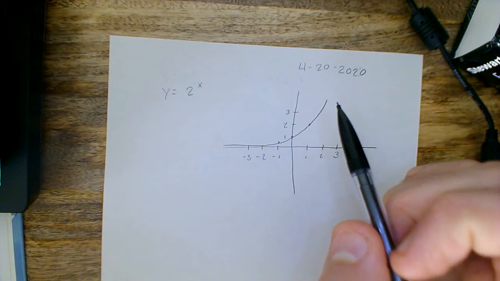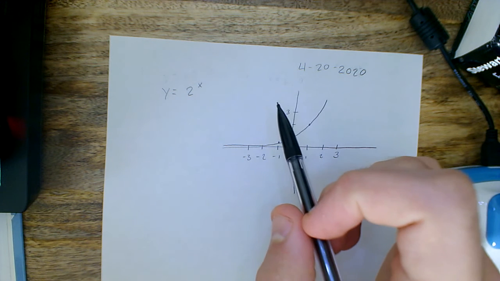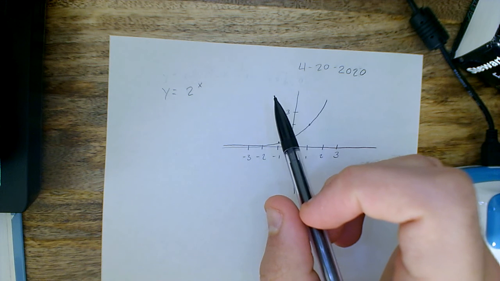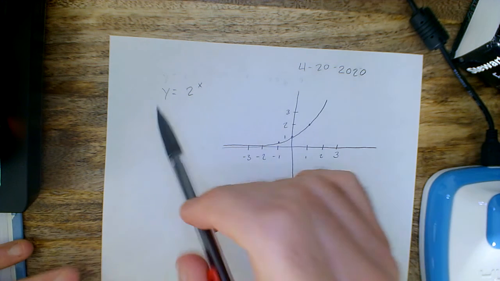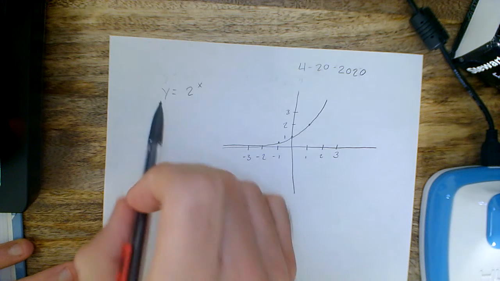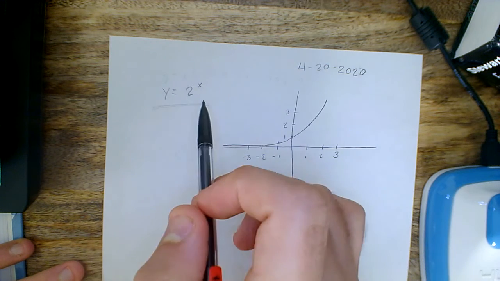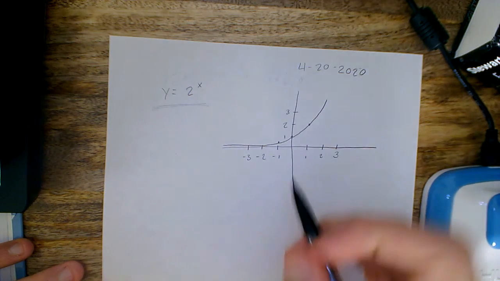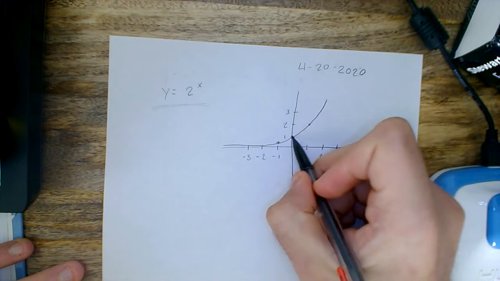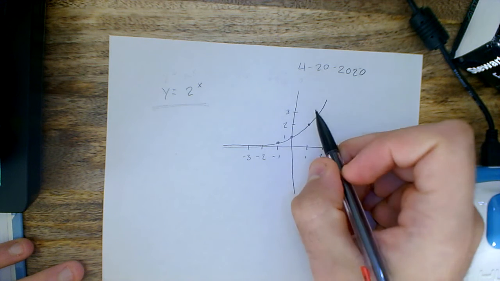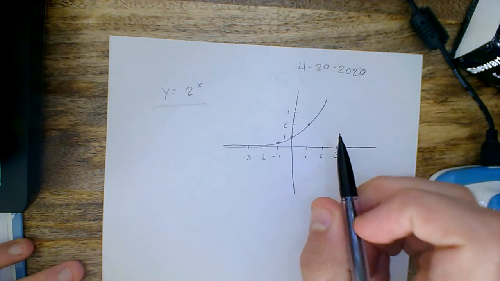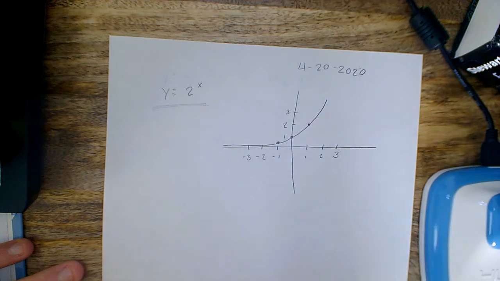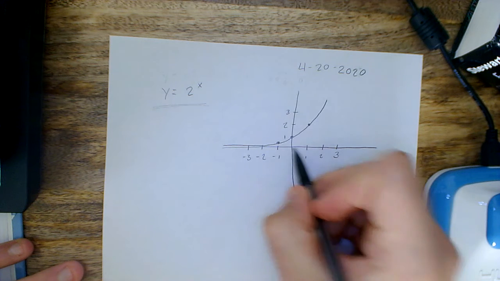So last week my video was cut off at around 40 minutes and I was talking about the graph of the function y equals 2 to the x. Okay, so here is a graph of y equals 2 to the x. You notice that I plotted three x coordinates here.